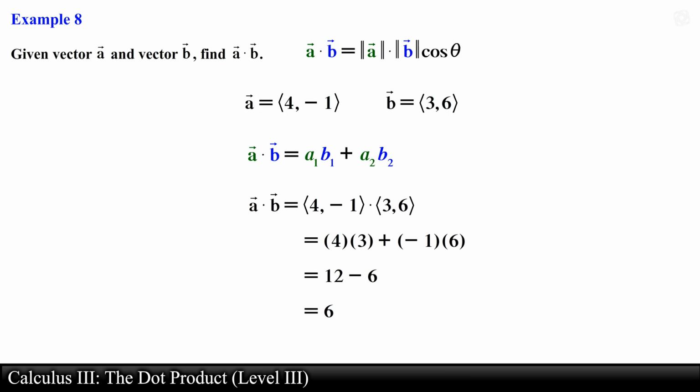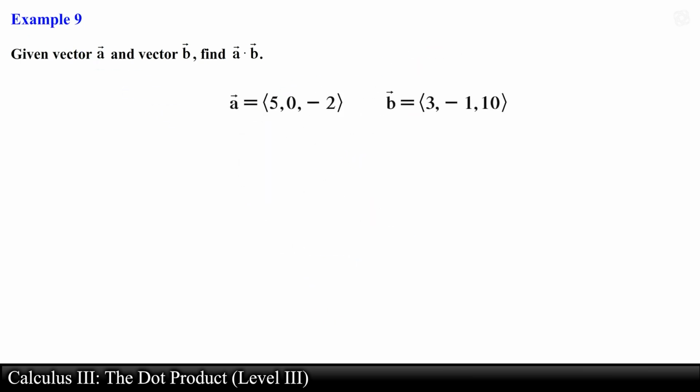Notice that we can find the dot product in two distinct ways. It all depends on what parts of the vectors are provided to you. Alright, let's try the next one.